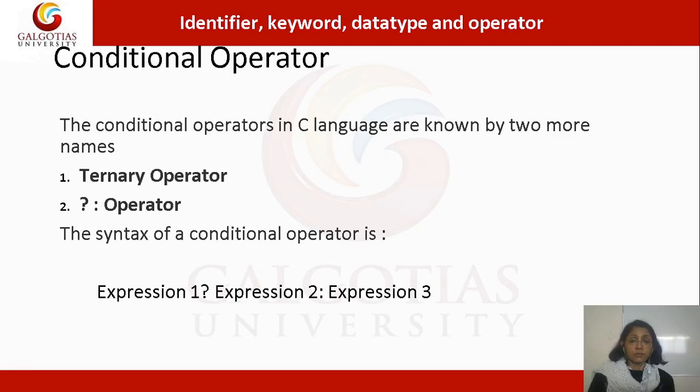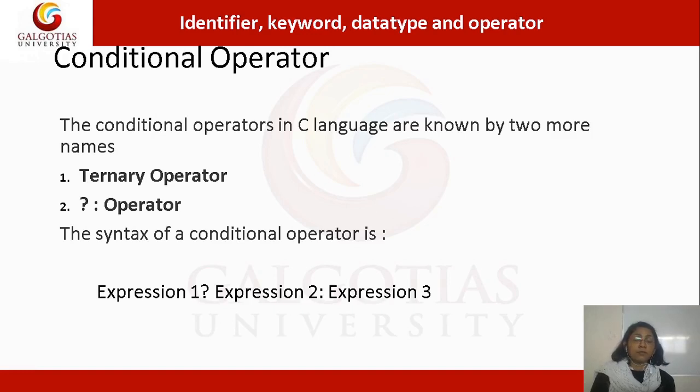Now how to use this operator? We need three expressions for that. First see the syntax: expression one, then a question mark, then expression two, colon, expression three. It means check if expression one is true, then we assign expression two, or otherwise we assign expression three.